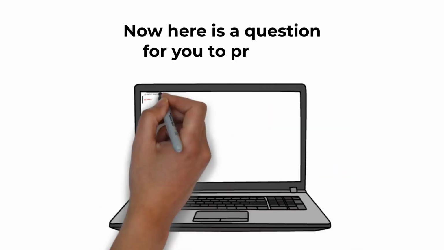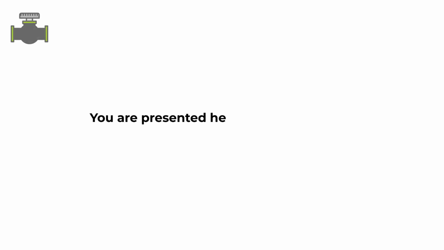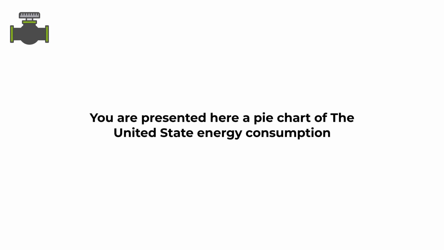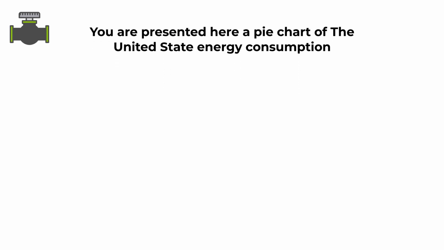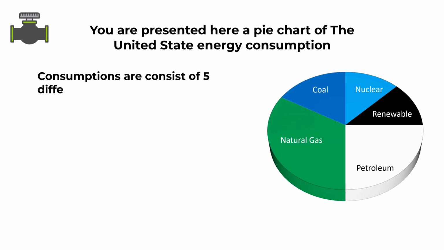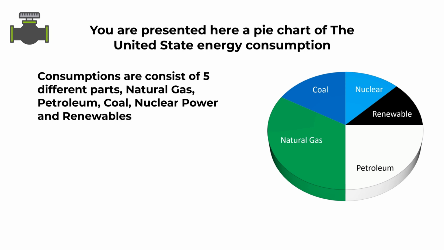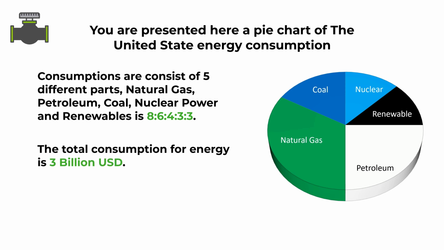And now here's the question for you to practice. You're presented with the pie chart of United States energy consumption. Consumption consists of 5 different parts: natural gas, coal, nuclear, renewables, as well as petroleum. The ratio between natural gas, petroleum, coal, nuclear power, and renewables is 8 to 6 to 4 to 3 to 3. The total consumption for energy is $3 billion. So how much in United States dollars was consumed in form of petroleum?